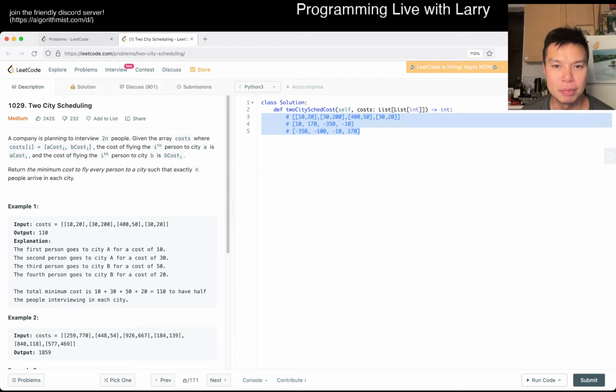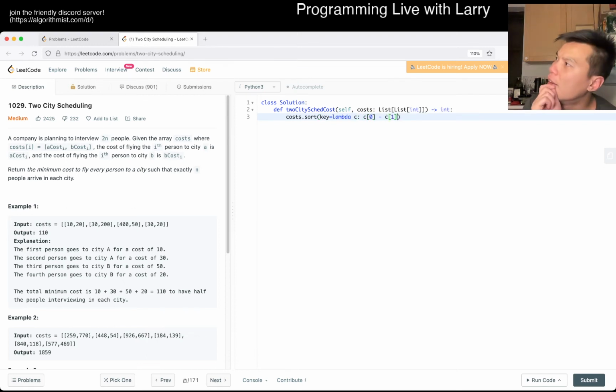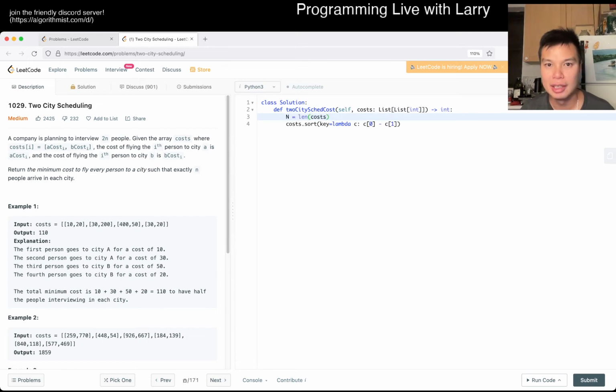Yeah, I think that's pretty much it. So now all we have to do is costs.sort. As we said, we're sorting each cost by cost of 0 minus cost of 1. I think that should be good. And then let's see, n is equal to the length of costs, and then for i, maybe do it this way, it doesn't really matter, if i plus i is less than n, maybe, yeah, should be okay either way.